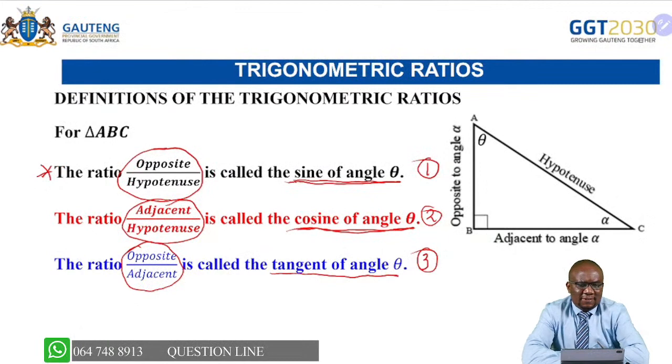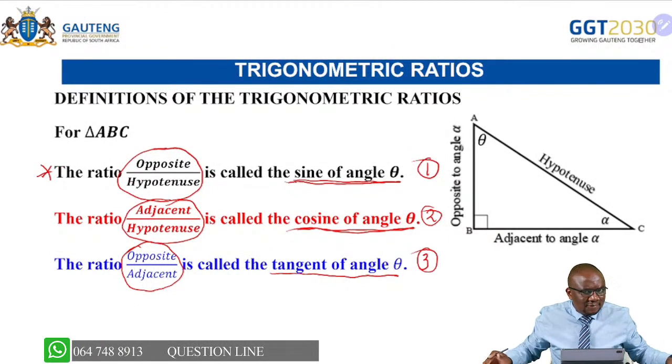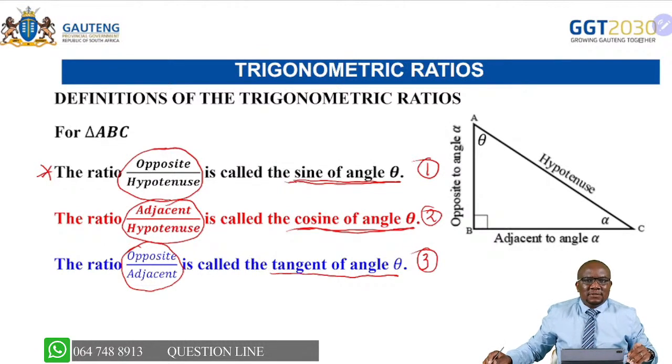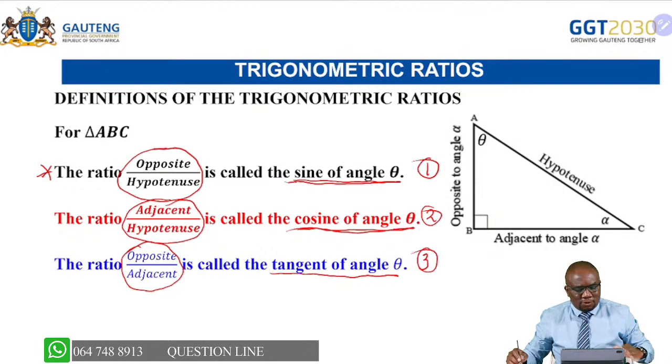Right, welcome back. Now we have our 3 trigonometric ratios. Do you know these 3 trigonometric ratios? Sine of angle theta is opposite over hypotenuse. Cosine of angle theta is adjacent over hypotenuse. Tangent of angle theta is opposite over adjacent. You are going to know it, don't worry. It's about this topic today.